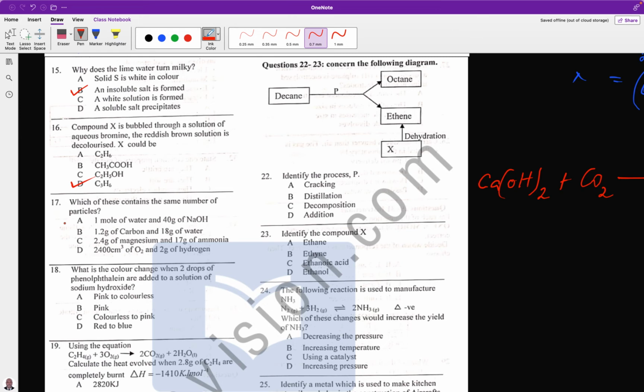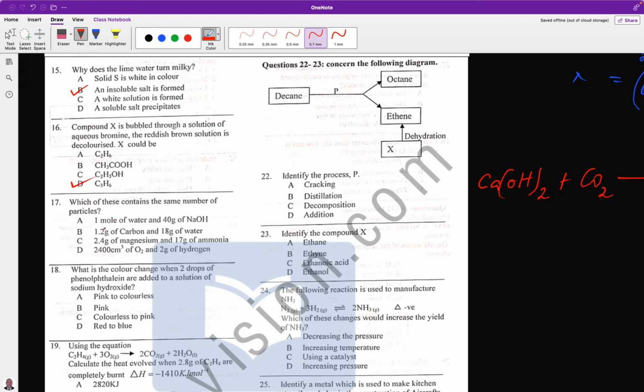Avogadro's law states that 1 mole of a substance contains 6.02 times 10 to the 23rd power particles. So only 1 mole of any substance will contain that number, according to Avogadro's law. If the amount is not up to 1 mole, it can't contain that. And we are told which of these contain the same number of particles.